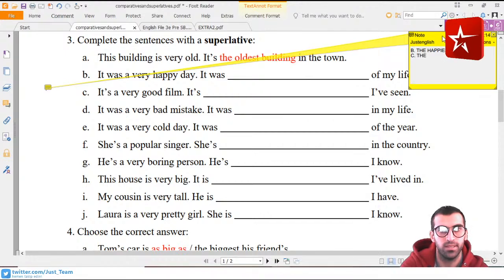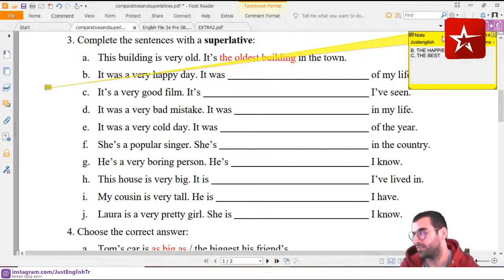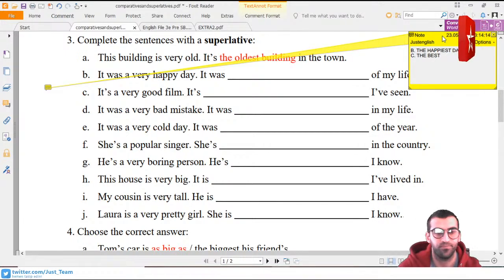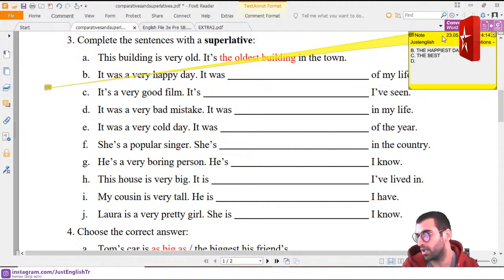Yes, the best film I've seen or I've ever seen. Yes, the best film. The best film is a correct answer for C. And let's continue with D. How can we write the correct answer for D?